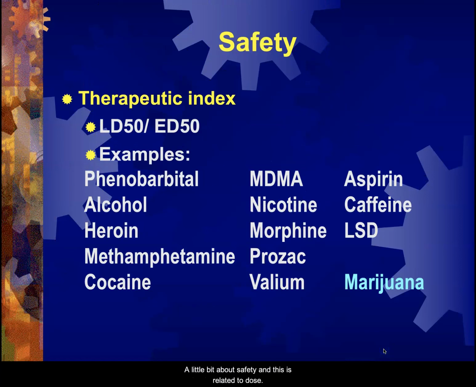Talking a little bit about safety, and this is related to dose. I want to bring up the idea of the therapeutic index. Therapeutic index is a measure of how safe a drug is, and it's a very simple ratio. It's the lethal dose of a drug in 50% of the subjects over the effective dose of the drug in 50% of the subjects. This is mostly done in animal studies. When you're doing it in people, it's not just 50-50, it's going to be like 99-1.